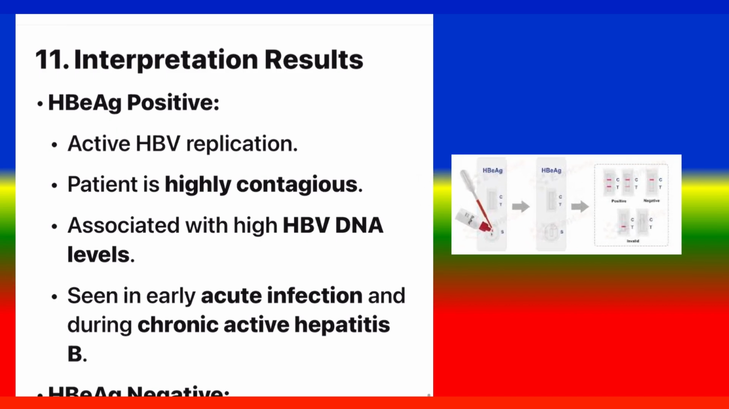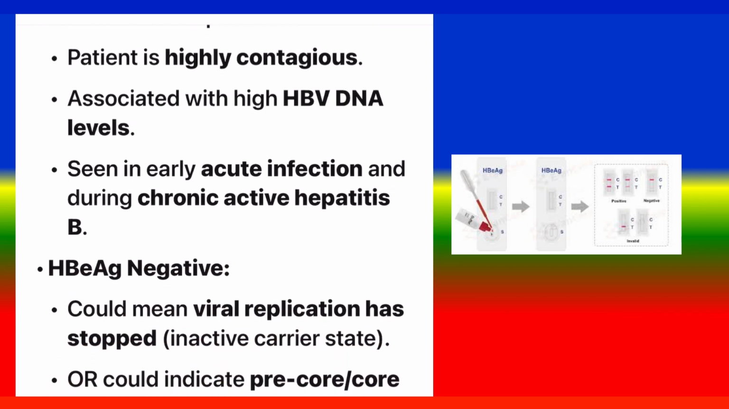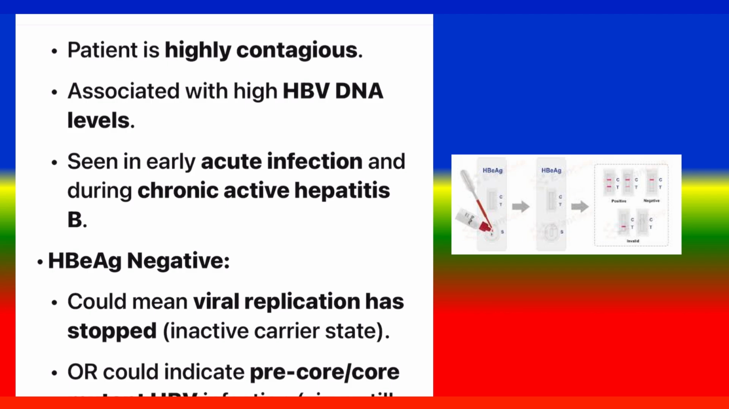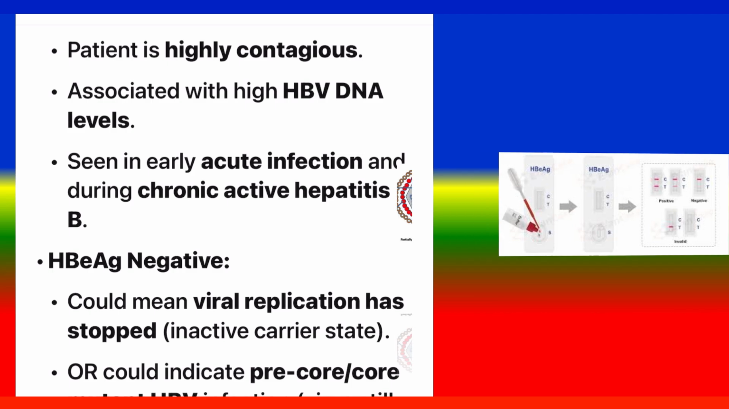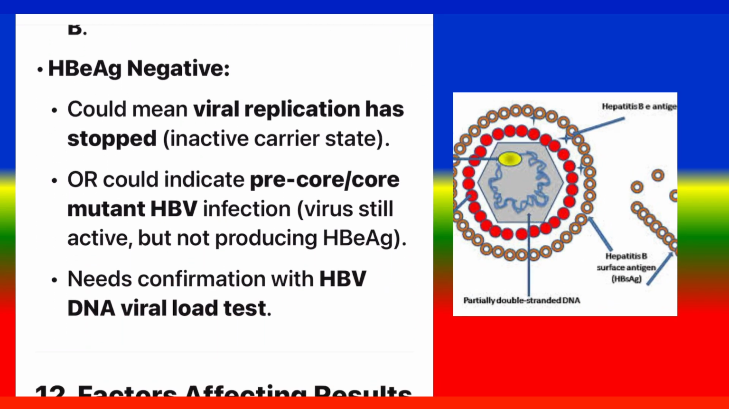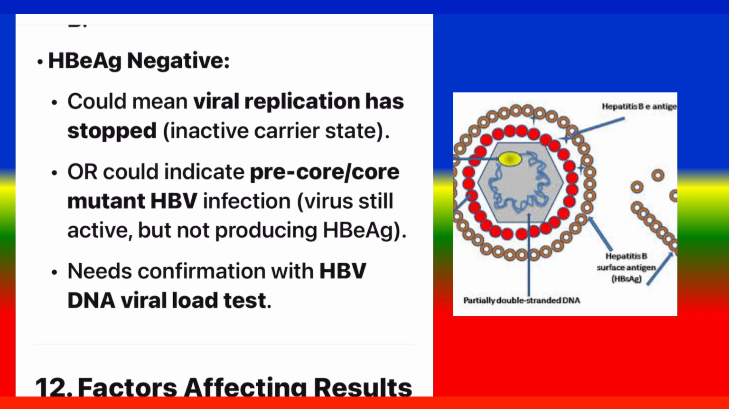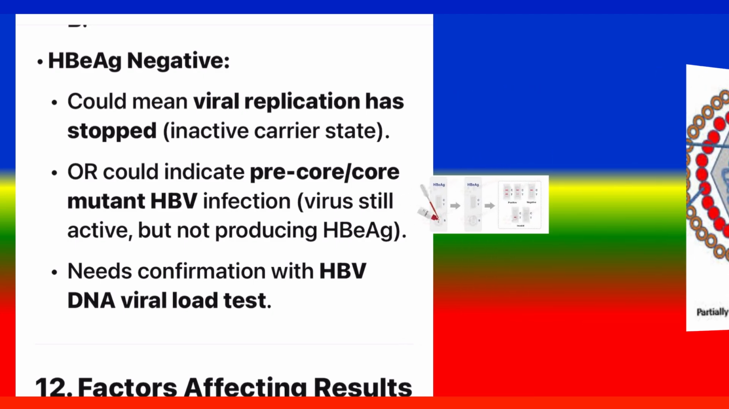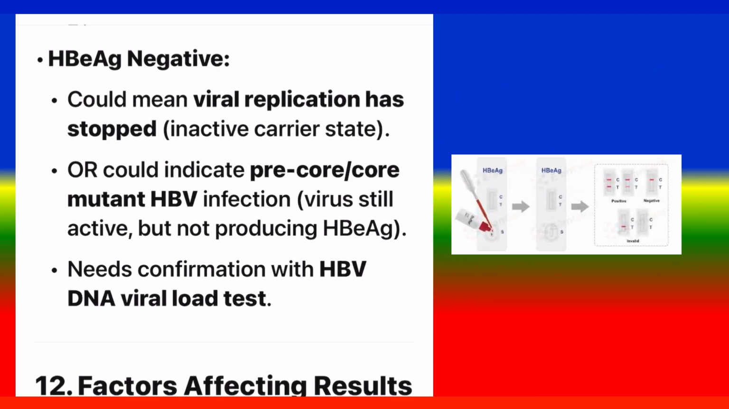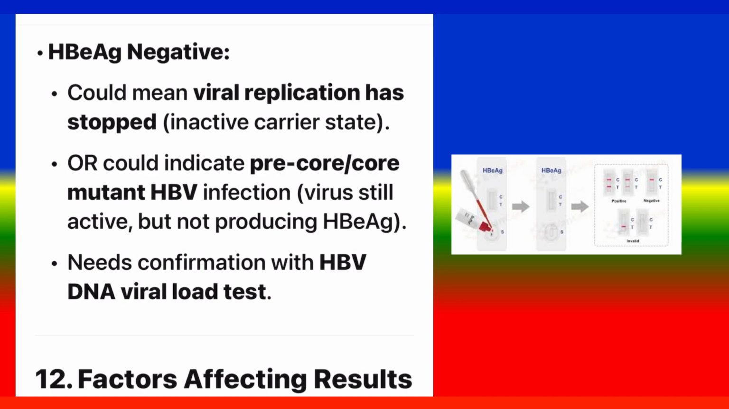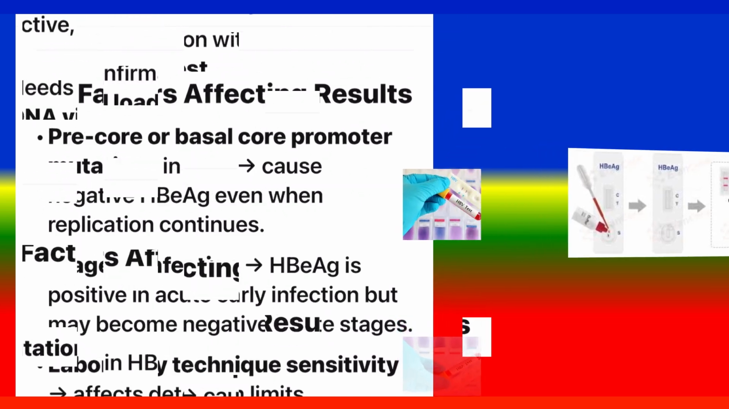Number 11. Interpretation of results. HBeAg positive, active HBV replication. Patient is highly contagious, associated with high HBV DNA levels, seen in early acute infection and during chronic active hepatitis B. HBeAg negative could mean viral replication has stopped, inactive carrier state, or could indicate pre-core mutant HBV infection, virus still active but not producing HBeAg. Needs confirmation with HBV DNA viral load test.